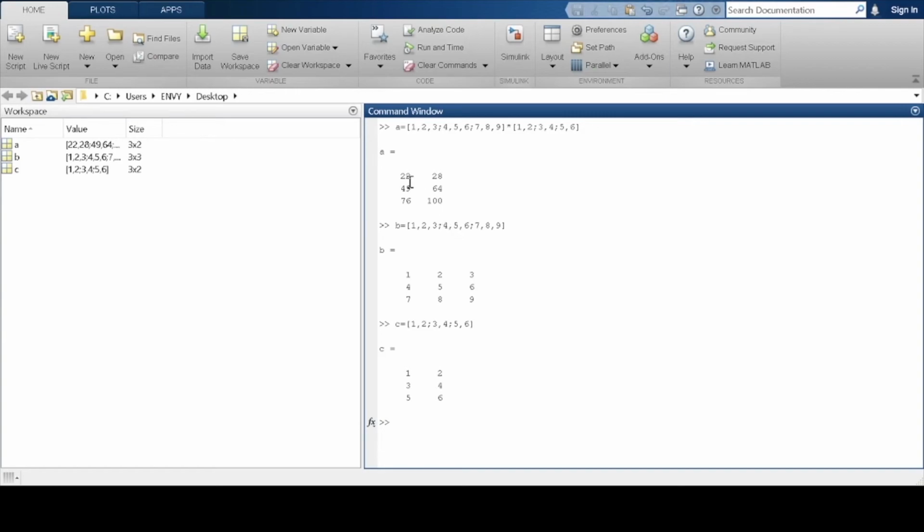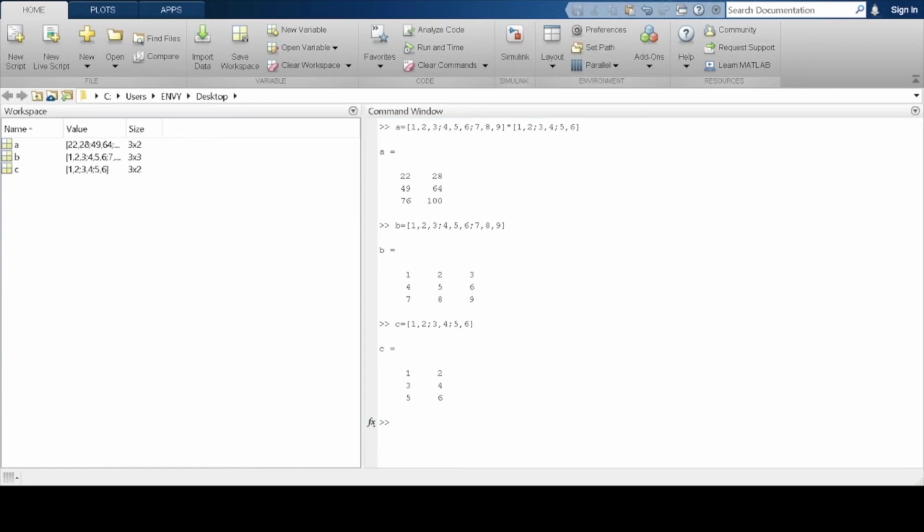Similarly for the second element, 49, it's nothing but 4 into 1 plus 5 into 3 plus 6 into 5, which gives 49. And for 76, 7 into 1 plus 8 into 3 plus 9 into 5. Repeat the same process to get 28, 64, and 100. So it's a row multiplied with a column, which gives this result.